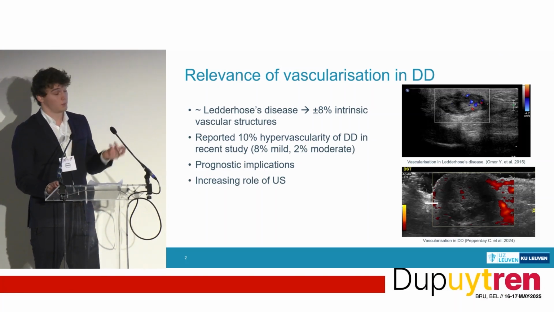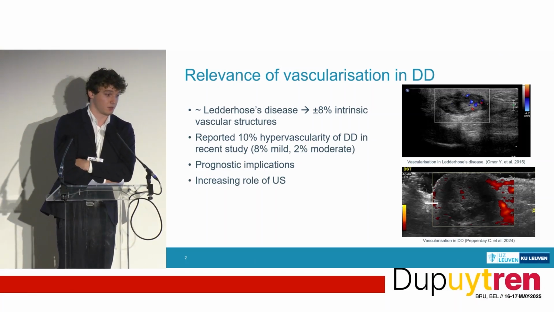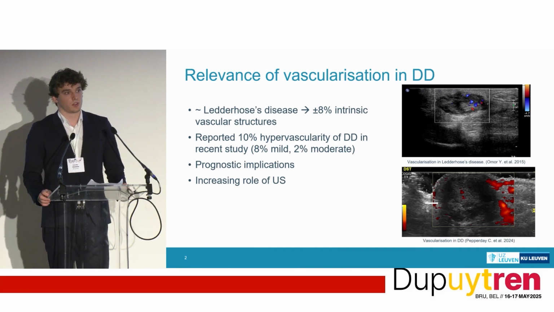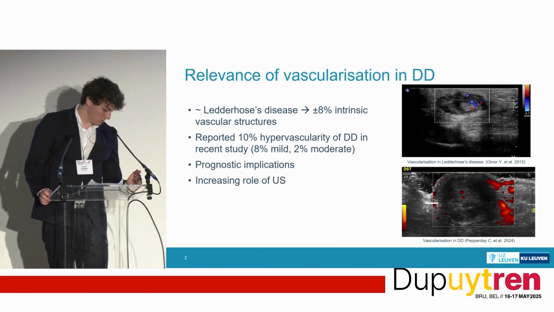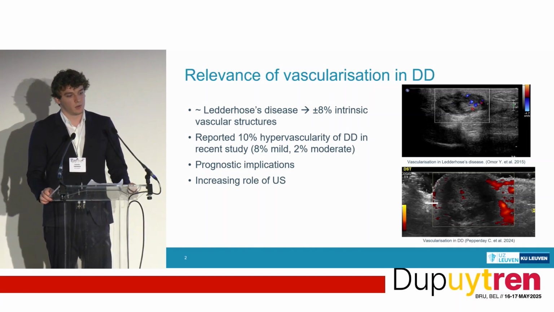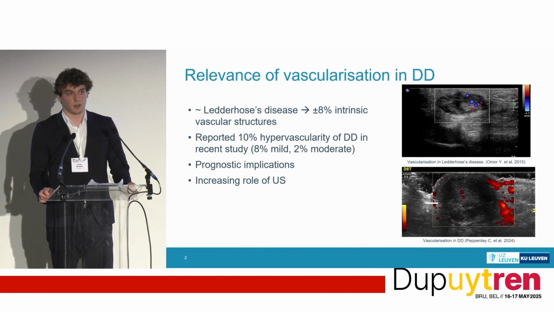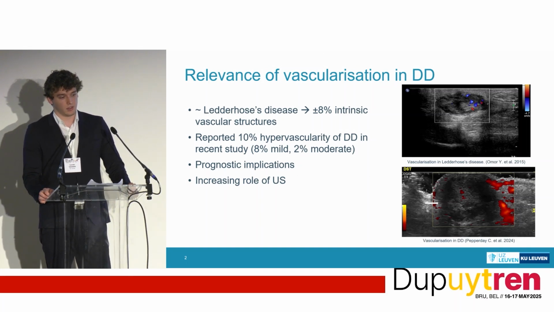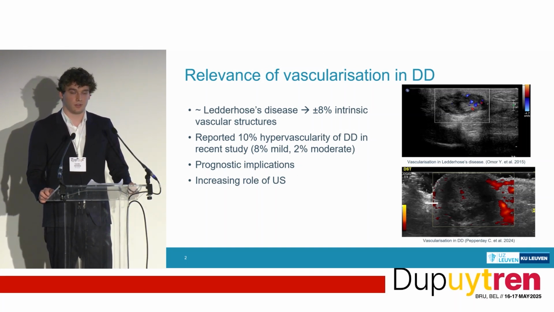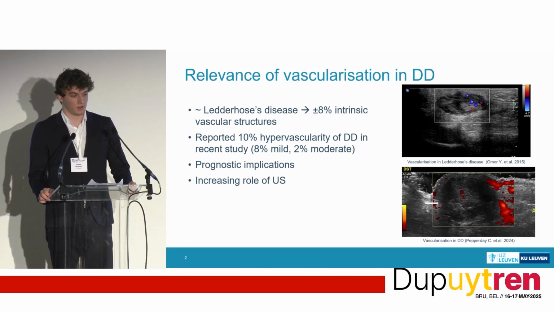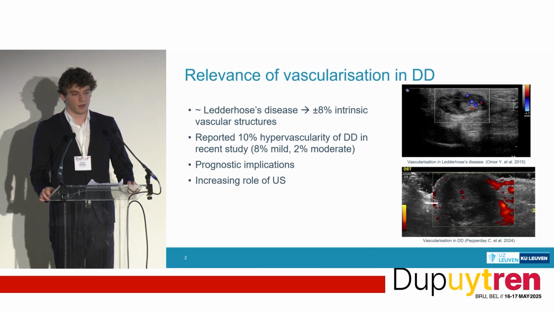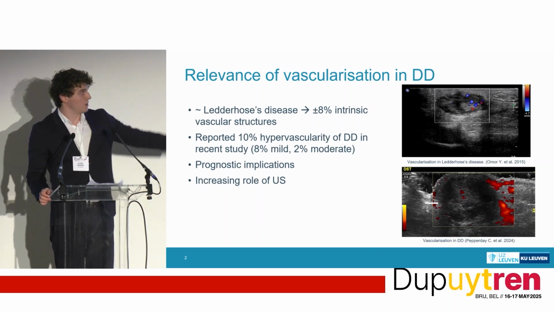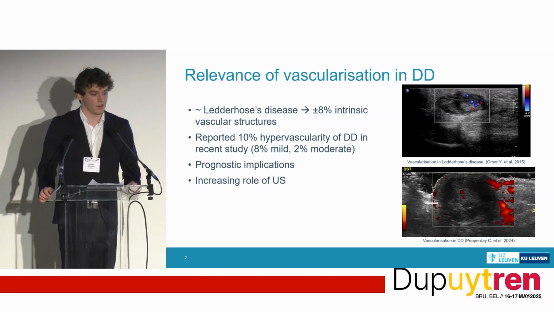So, firstly, why would we look for vascularity in Dupuytren's disease? We all know the strong association with lederhoses. One study found that in 8% of patients there is an intrinsic vascularization present. Another recent study about Dupuytren's disease that looked at ultrasound features found that 10% of patients showed hypervascularity, although this was not their primary endpoint, so it was described very vaguely. You can see the picture on the bottom right of the slide.